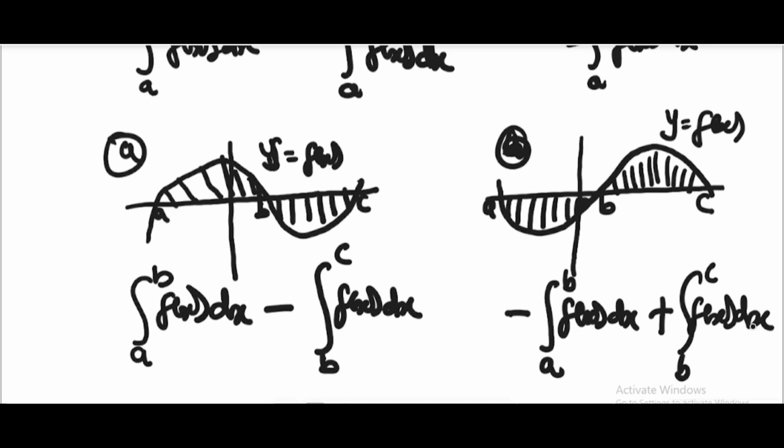Okay, area bounded by two curves. Let's focus on a curve and a straight line for your O level. These are just the two cases we're going to be looking at. In that case, I have a curve and then I have a straight line. There are two cases to this as well.